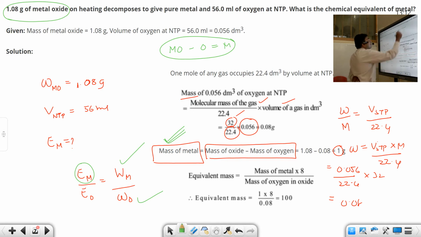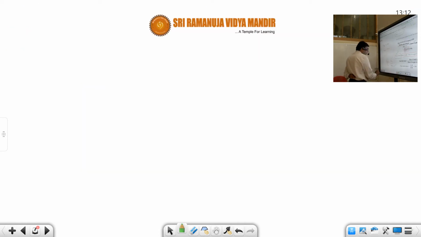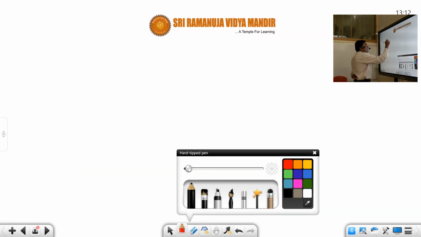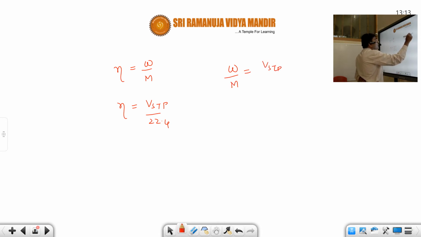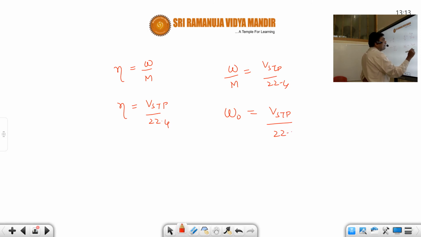So very, very important. To find the mass of oxygen here, he has given 56 ml of oxygen. There is a mole relationship. What is the mole relationship? Very simple. Number of moles is equal to weight by molecular weight. Number of moles is also equal to volume at STP by 22.4. Now you can equate both: weight by molecular weight is equal to volume at STP by 22.4. So mass of oxygen is equal to volume at STP by 22.4 into molecular weight of oxygen.